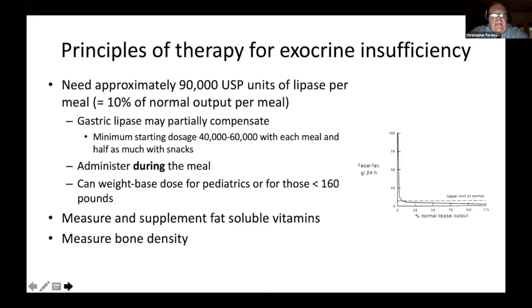And you can weight base it either for pediatrics or very small adults, but generally 40 to 60,000 is a reasonable starting point. And because of this risk of fat-soluble vitamin deficiency and osteoporosis, you should just keep in the back of your mind that you should be both checking those levels and supplementing those vitamin levels as necessary.